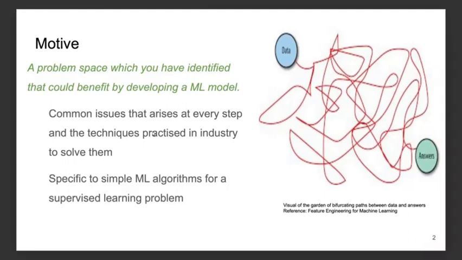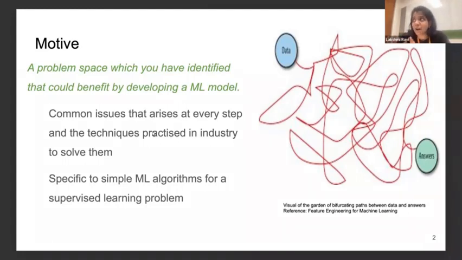Perfect. So you have started with a problem where you have identified that you could benefit by developing an ML model. So what is the process like, and what are the common issues that arise in every step? There are multiple stages, and what are the common problems and some common practices we use in industry to solve and tackle them?